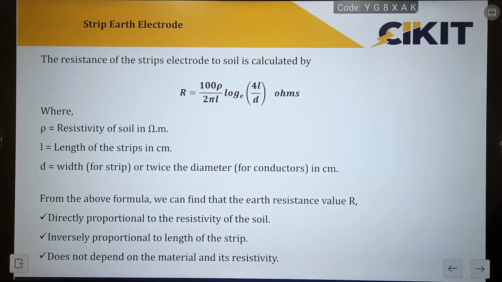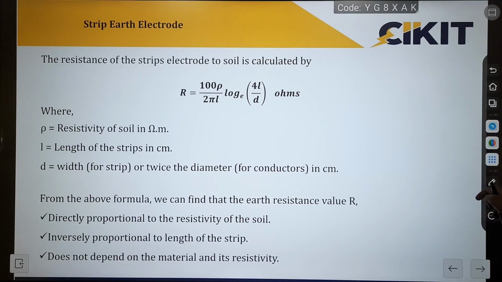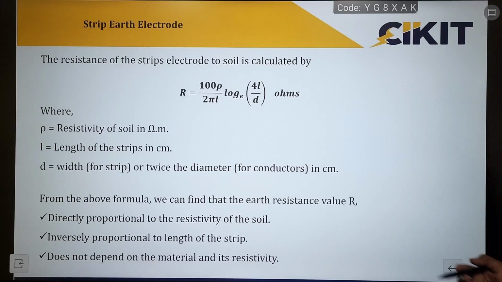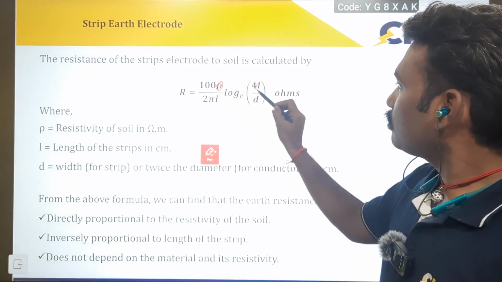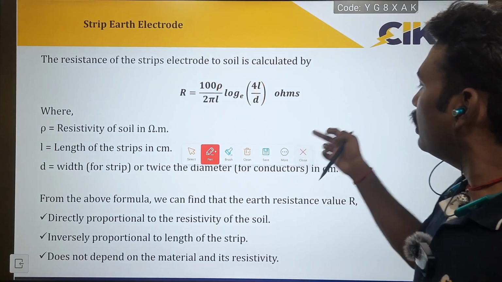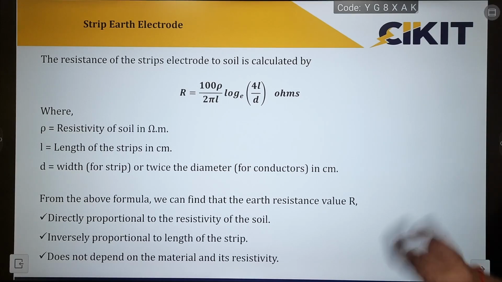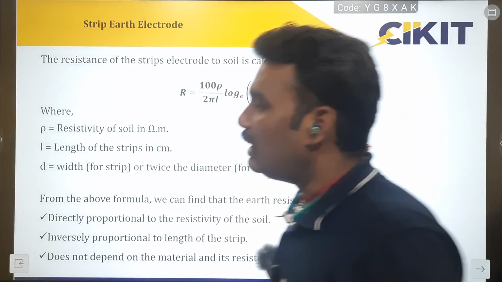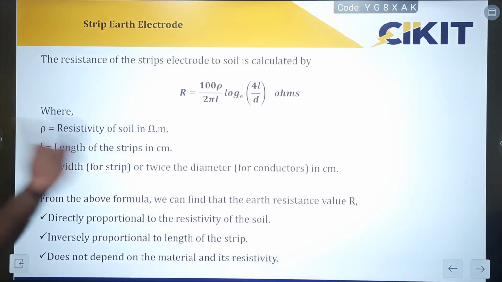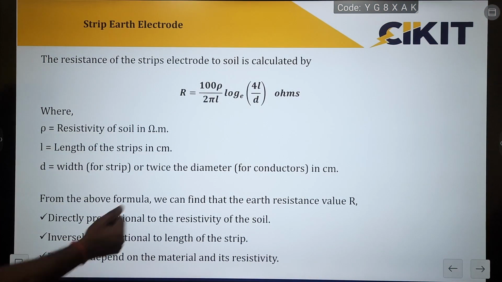So if I am using the strip as an earth electrode, here also, if you observe, the formula depends upon only three parameters: rho, L, and D. So here also the resistance value does not depend upon the material of the strip. Whether I am using either copper strip or GI strip, the resistance value will not be affected. Only the lifetime of the earth electrode will be affected because of the corrosion property. So if you consider all these three formulas, we can conclude that the earth electrode resistance value does not depend upon the material, whereas it depends on the resistivity of the soil and the dimensions of the earth electrode.